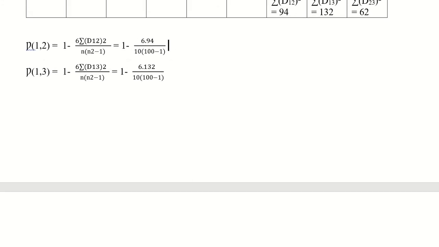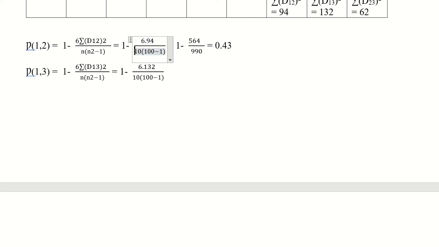Now we'll solve it further. So 6 into 94 is 564. 564 divided by 100 minus 1 is 99. 99 into 100 is 990. So I'm writing 990 here. And once you solve it, the answer you will obtain is 0.43. So the correlation between judge 1 and judge 2 is 0.43.